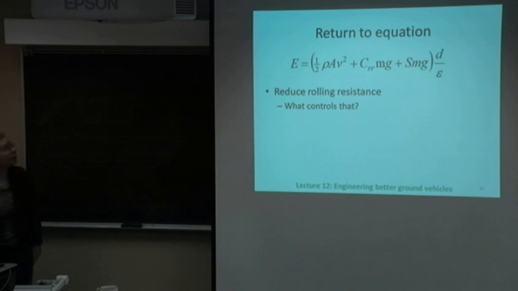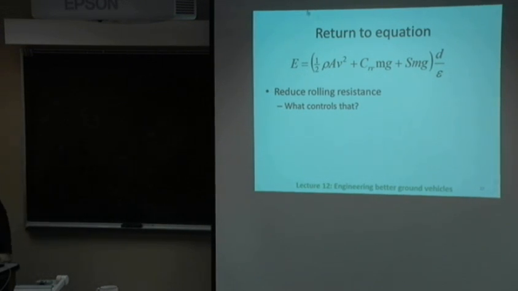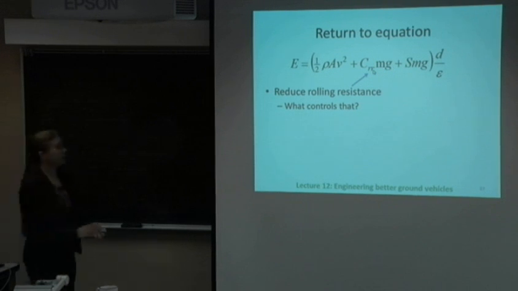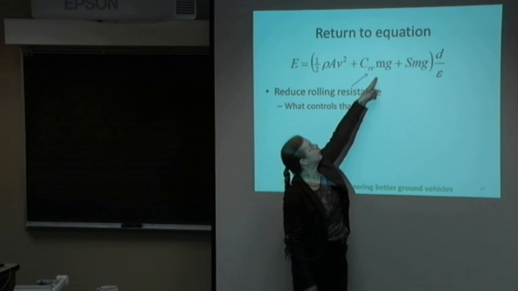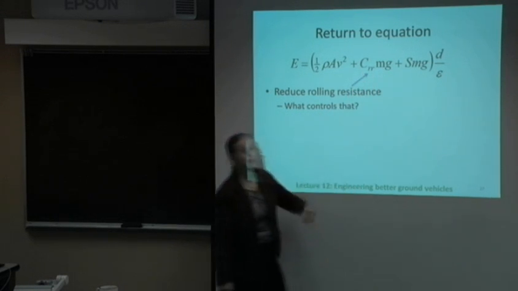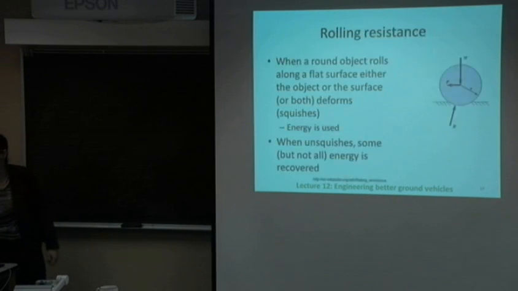All right, so let's go back to our equation. The energy, we have the wind resistance. Oops, that isn't it. This is the wind resistance here. The next term we're going to look at is the rolling resistance. Notice it doesn't depend on speed. It does depend on the mass of your vehicle, and it depends on whatever the CRR term is controlled by. So let's take a look at that.